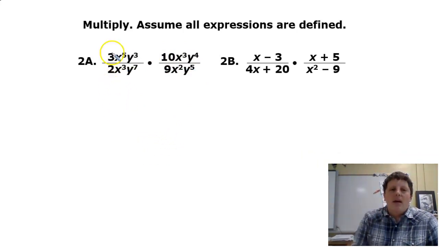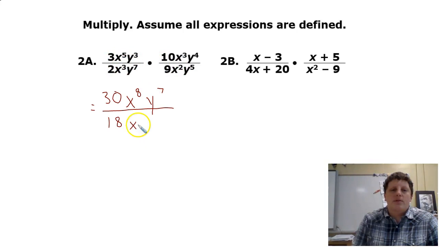So let's go ahead and do that. 3 times 10 is 30. I'm going to add 5 plus 3 to get x to the 8th, 3 plus 4 to get y to the 7th. I have my new numerator after multiplying. In the denominator, I'm going to multiply 2 times 9 to get 18. When I multiply variables with exponents, I add them. So 3 plus 2 is 5, and 7 plus 5 is 12.